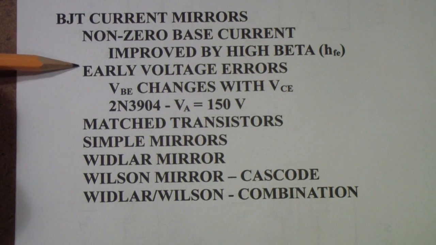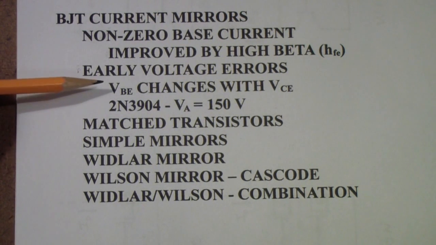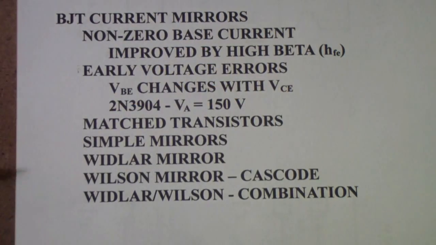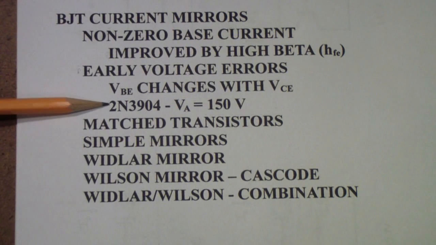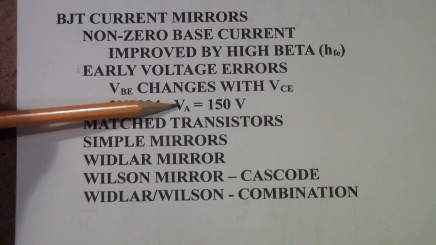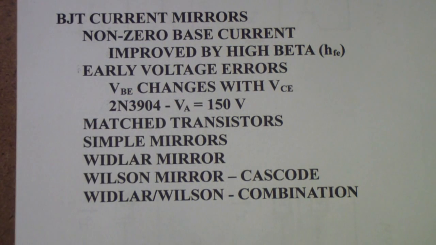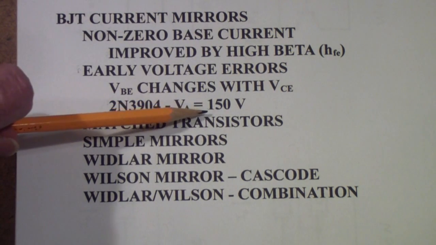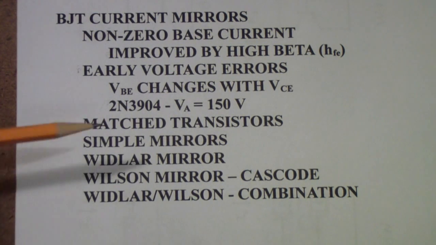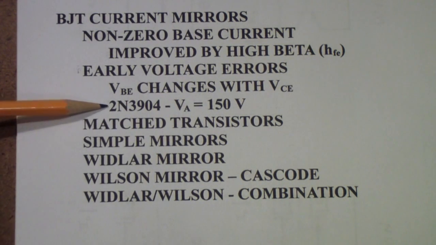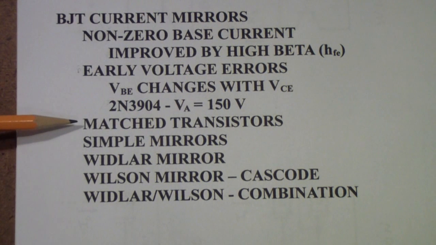Similarly, the bipolar junctions also suffer from Early voltage errors. That is, as VBE, the base to emitter voltage, changes with voltage from collector to emitter. A 2N3904 typically has a VA of around 150 volts. For most transistors, you'll find it's somewhere between 100 and 200 volts. Some are outside that range, but generally for most transistors, it's in that range.